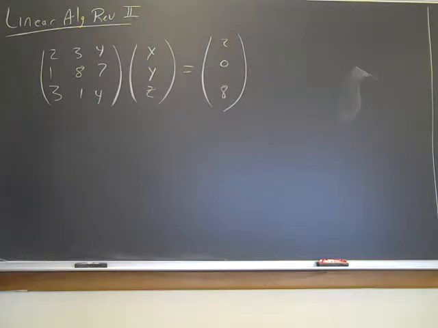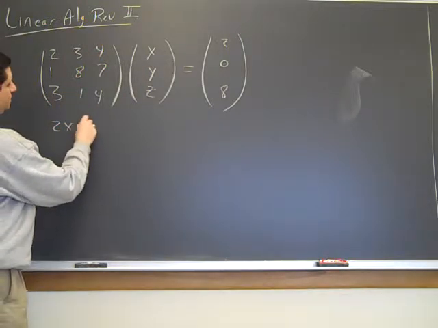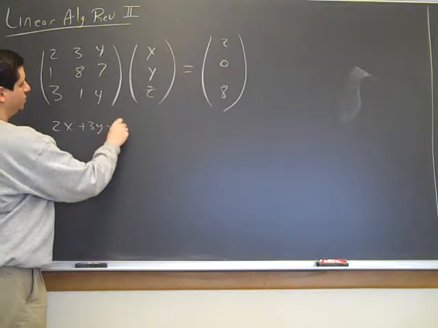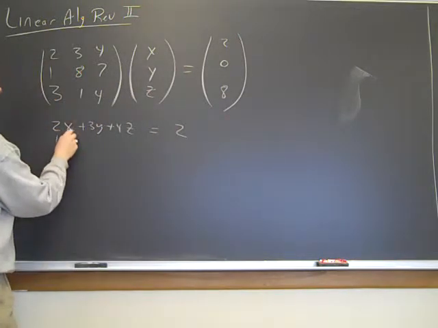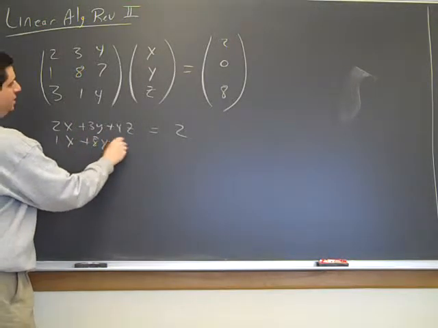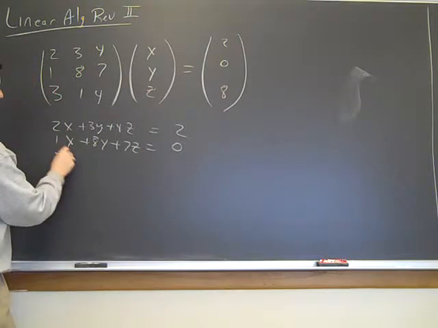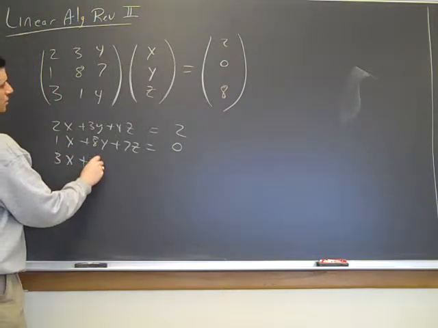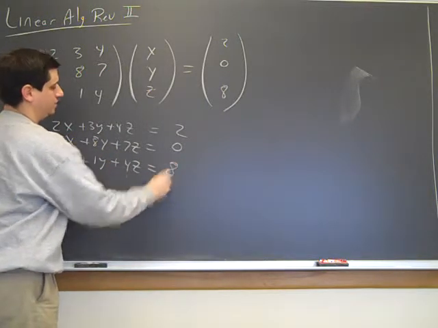We can also try to look at what this means. When we go through and we do the matrix multiplication, we get 2x plus 3y plus 4z equals 2, 1x plus 8y plus 7z equals 0, and 3x plus 1y plus 4z equals 8.